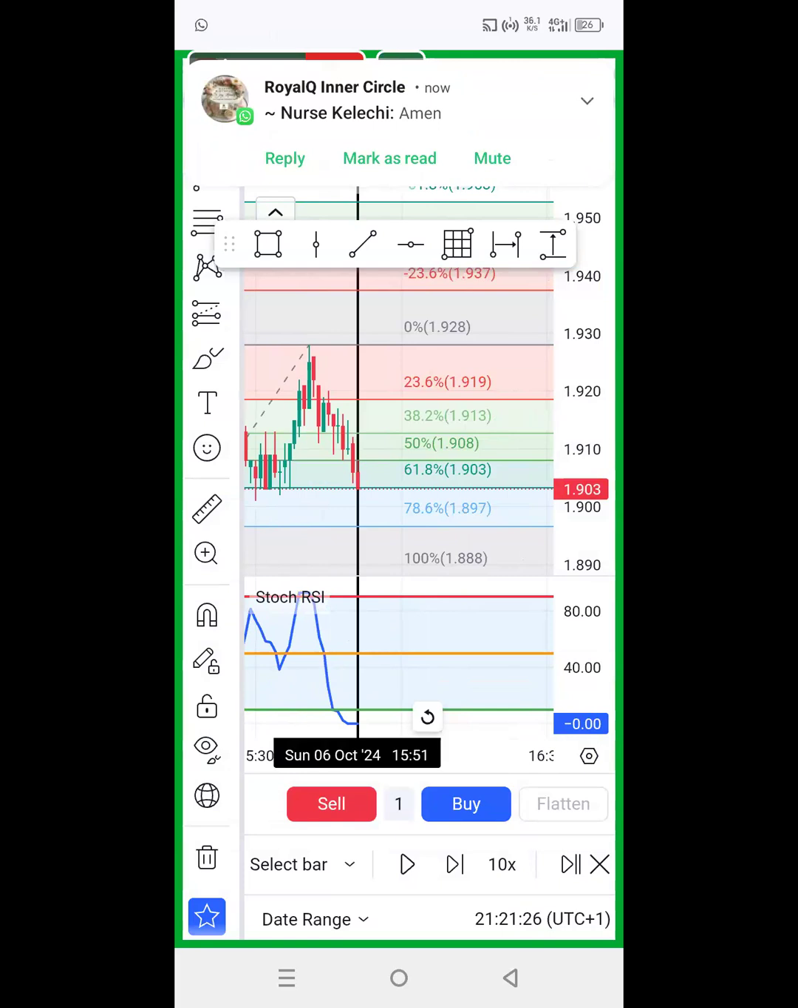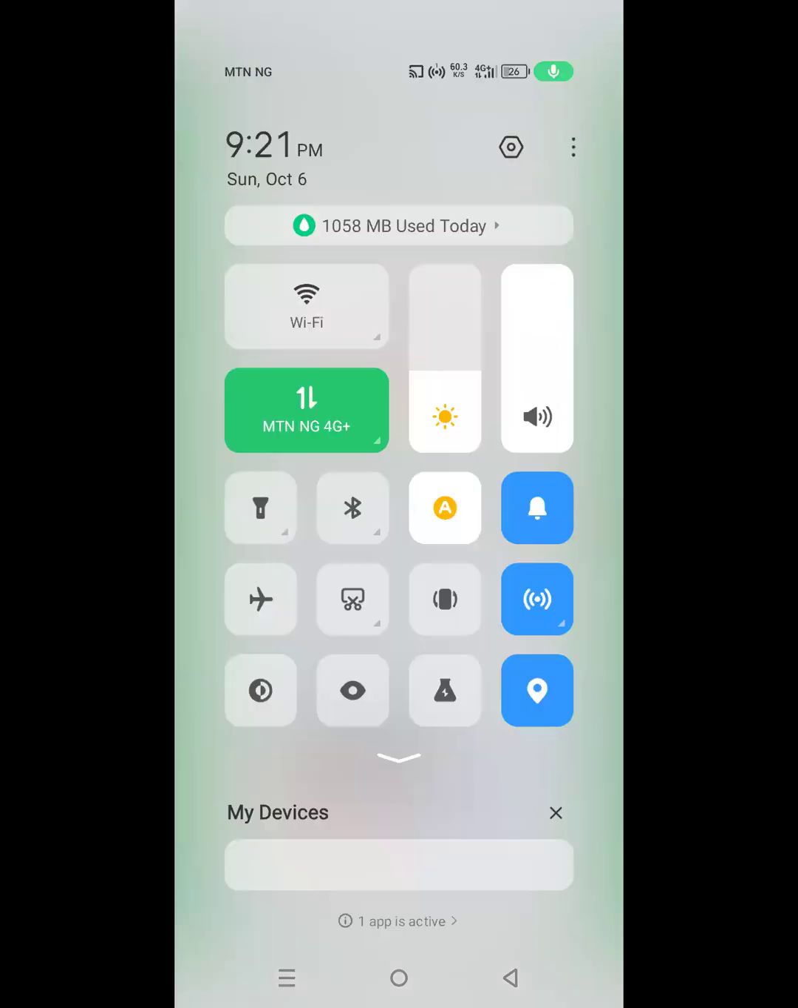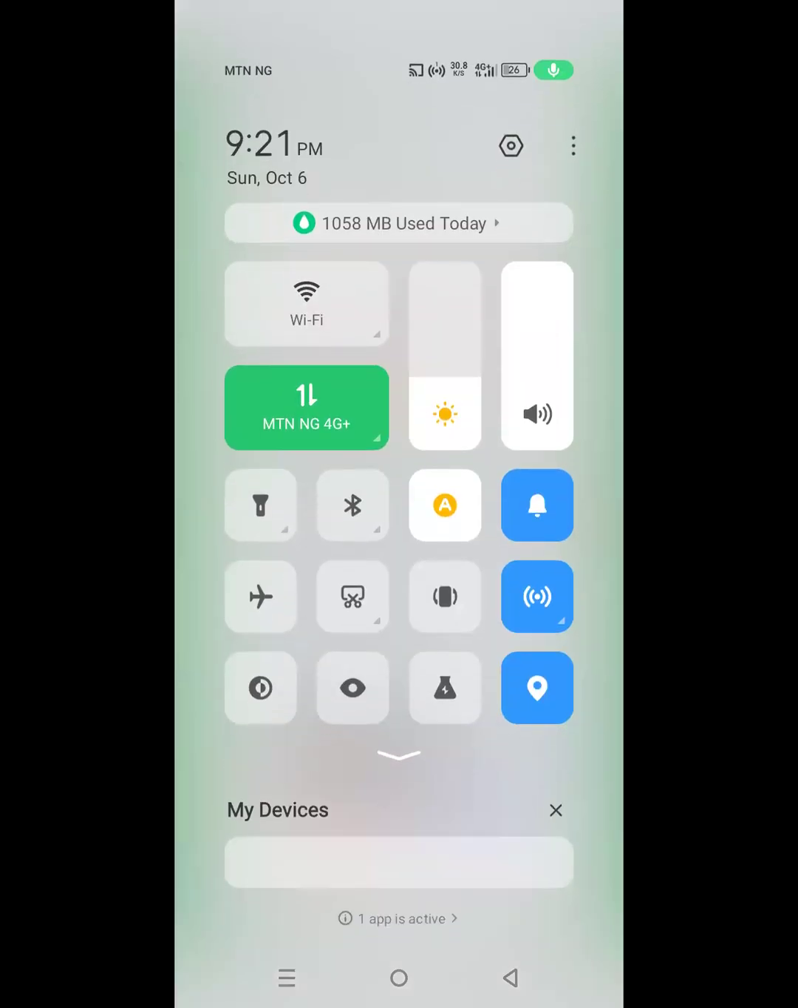And let me put my phone on do not disturb so that it does not disturb me.